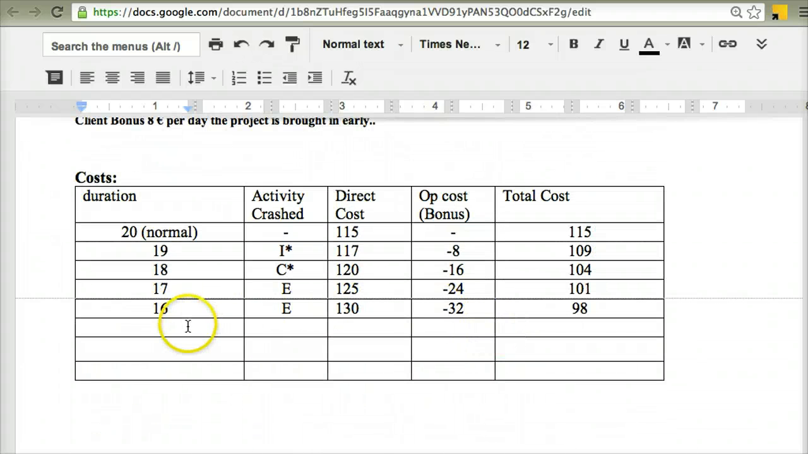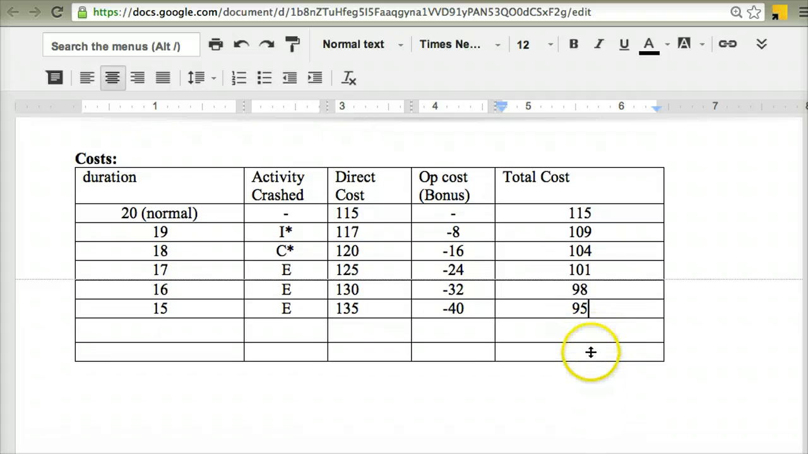I'm going to crash E by another day. So it's from 16 down to 15. Crashing E by another day. I've only got 1 more day to play with after this. The direct cost is another €5 for the extra day that I'm crashing it, so 130 plus 5 is 135. The opportunity cost is another €8, so minus 40. 135 minus 40 is €95, going in the right direction all the time. It's all looking good for me, the project manager.